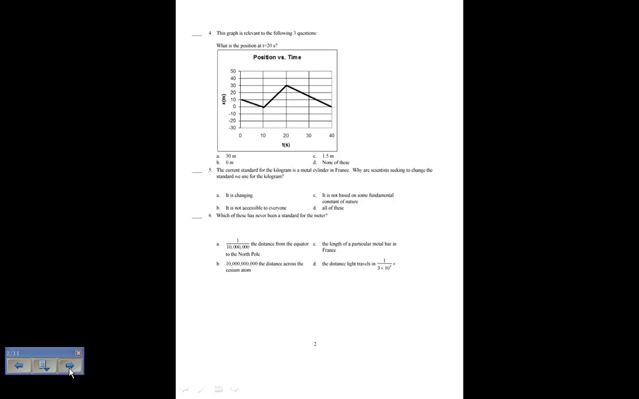All right. This graph is relevant to just this question actually. What is the position at t equal 20 seconds? All right, well, this is t equal 20 seconds. The position we just read off is 30 meters, so that's A for number 4.